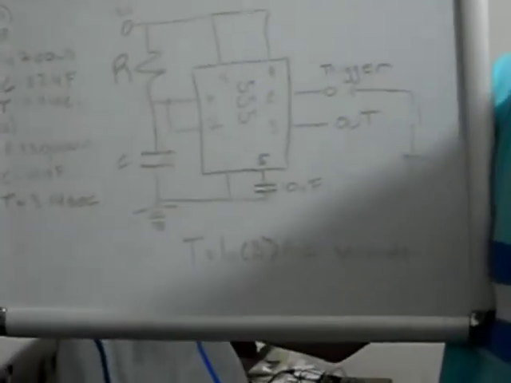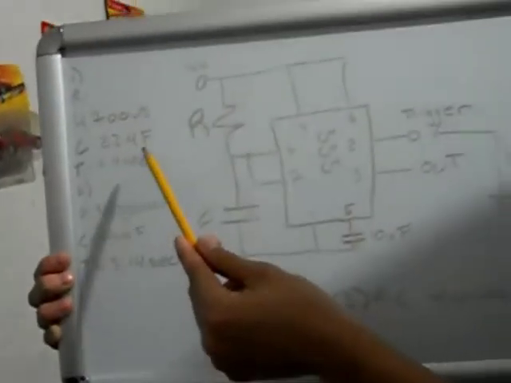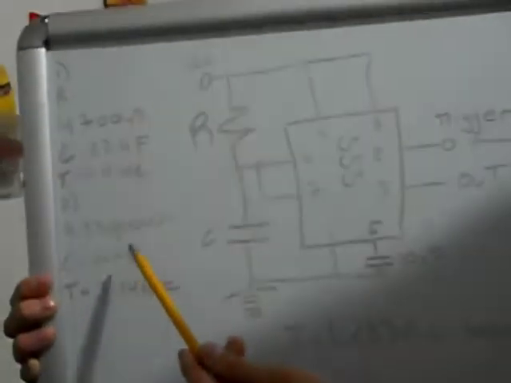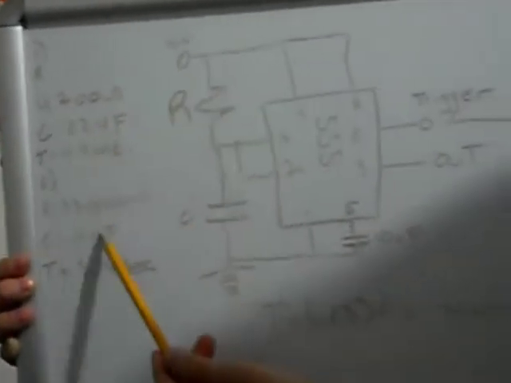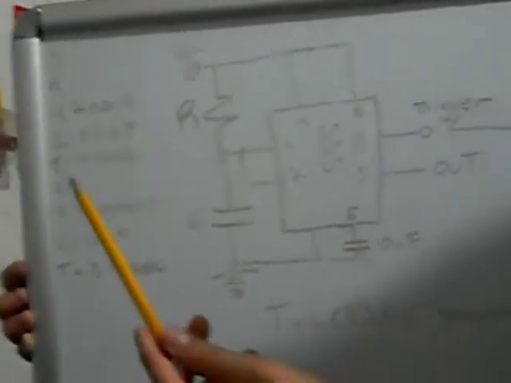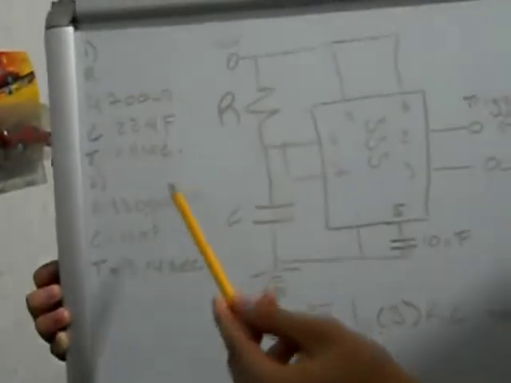The time in the output is given by this formula here. The formula is the natural logarithm of 3 times the resistor, this resistor here, and this capacitor. Okay, so here I have two examples. We're going to use the same capacitor in the two examples, and we're going to change the resistors.